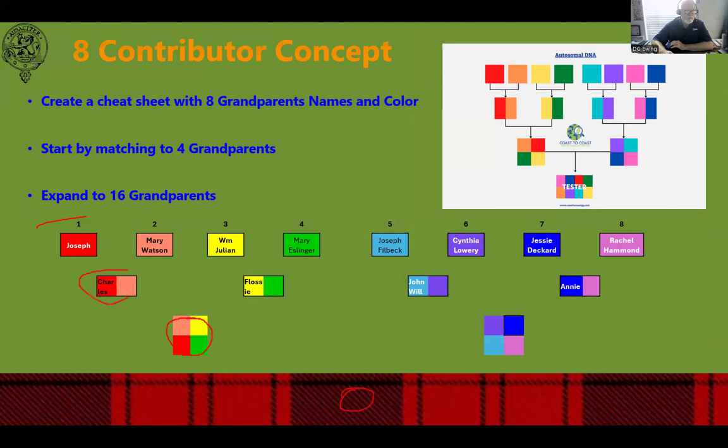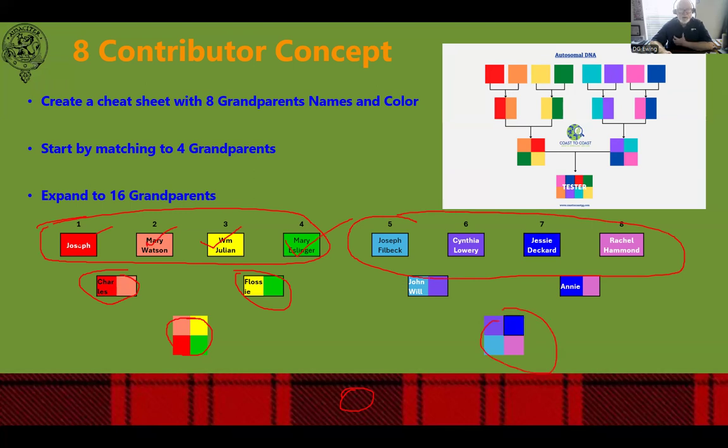This is his mom, or his dad and his mom and their parents. So my 4 great grandparents: red for Joseph Ewing, pink for Mary Watson, yellow for William Julian, and green for Mary Esslinger. Likewise, on my mom's side, here's my mom. Her grandparents, my great grandparents, are Joseph Philbeck, Cynthia, Jesse, and Rachel. And so I've got a color assigned.